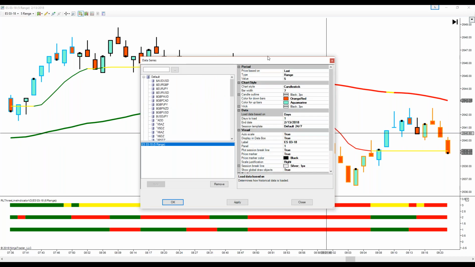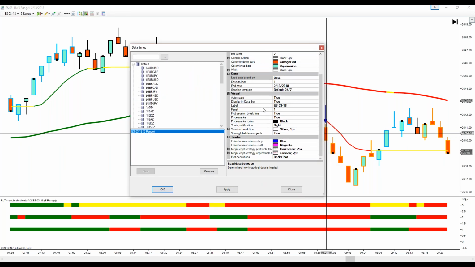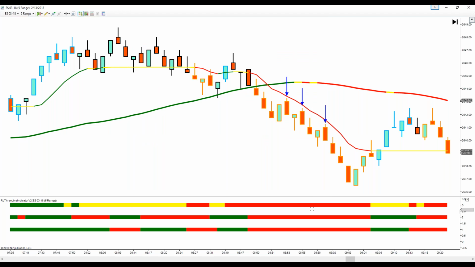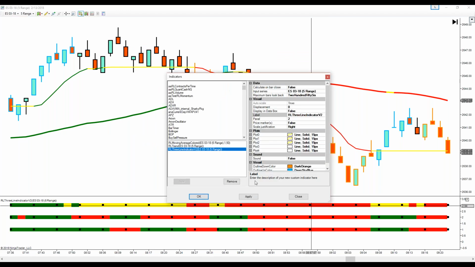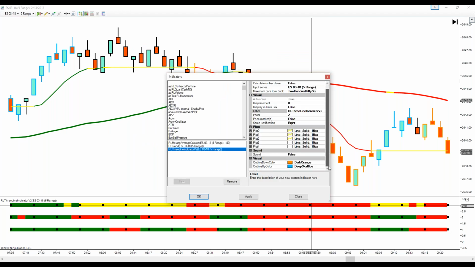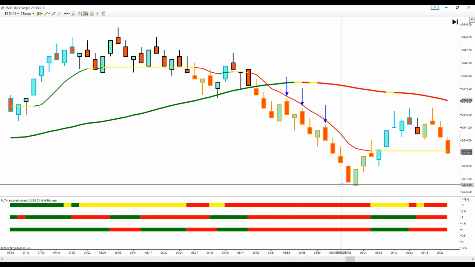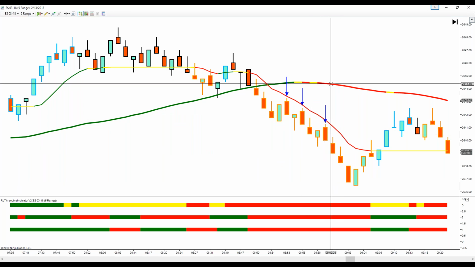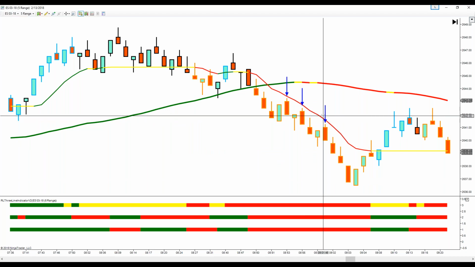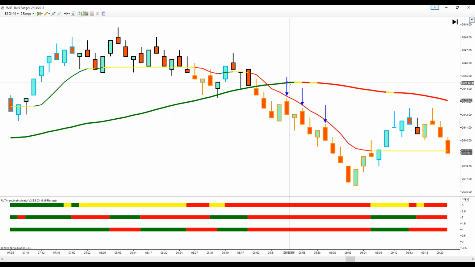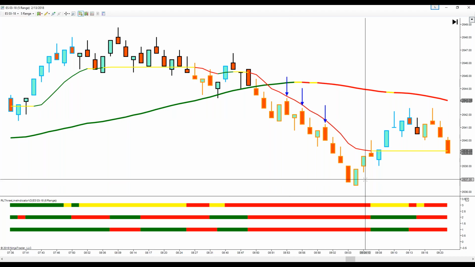I'll show you the inputs. Whoops, didn't open them. Hold on. Here they are. Here's the 3-line. I have dark orange and deep sky blue as my default color. Bam, bam, bam. 50's red. 15 is red. 15's crossed the 50 to the downside. Now the 15 is still green, but it's rolling. 3 perfect trades.